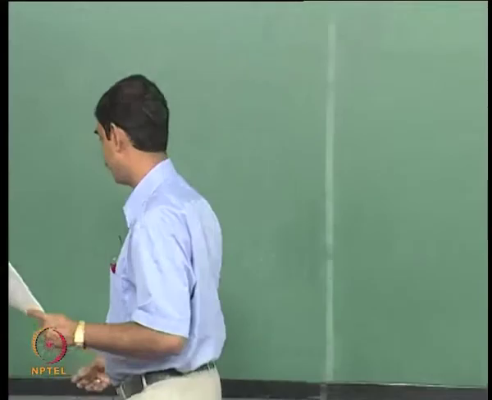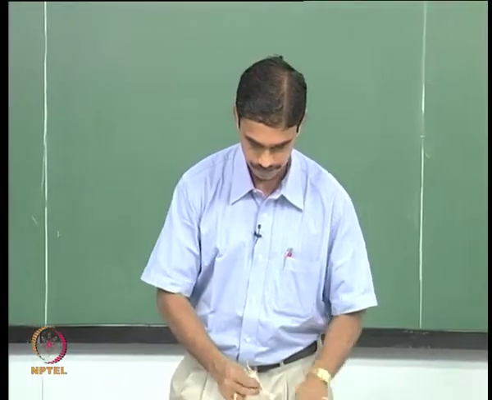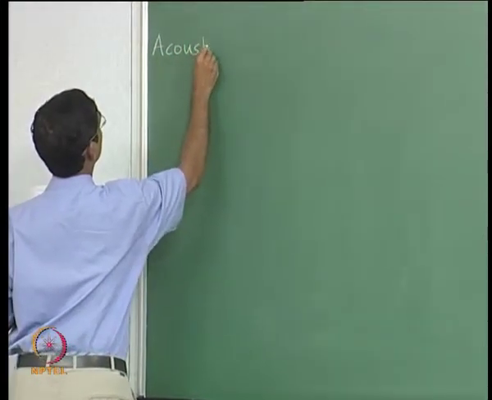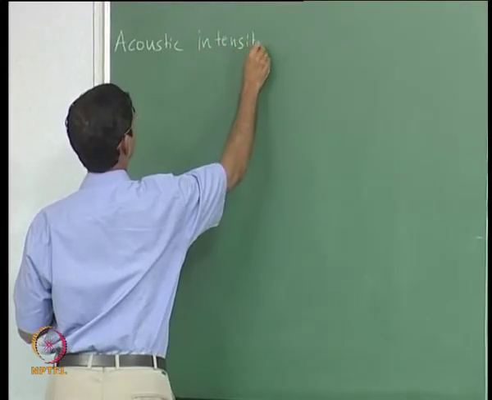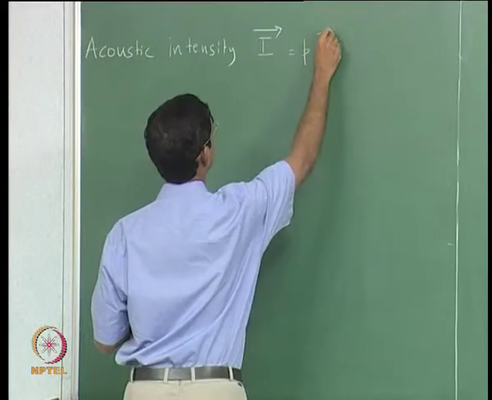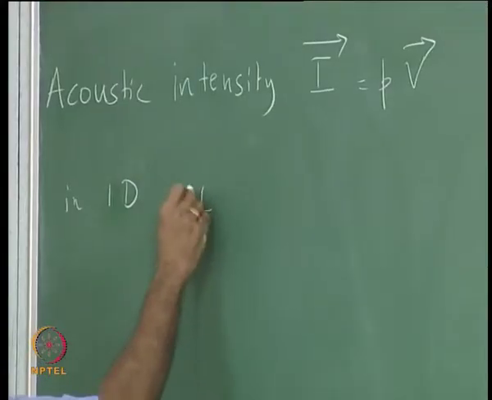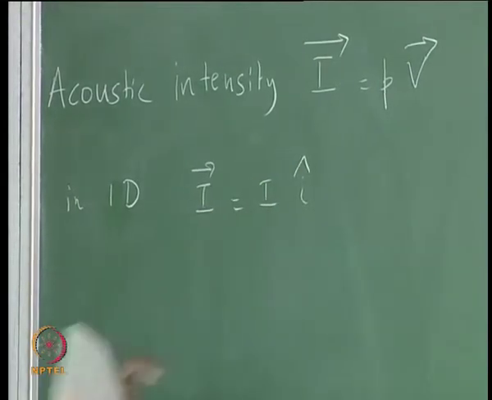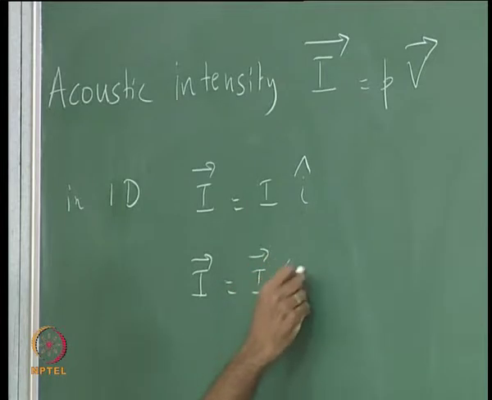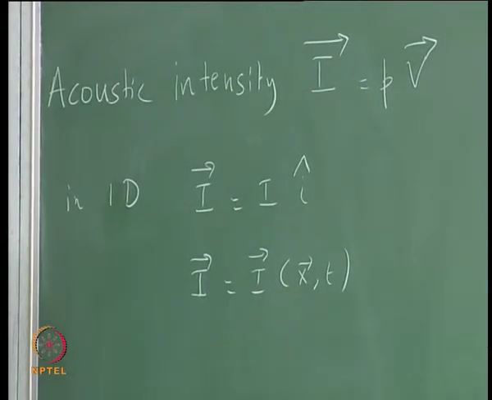So we defined a quantity called acoustic intensity. I put this arrow over the letter I to emphasize that it's a vector, it's p'v', where v is the direction of the velocity vector. In one dimension, your I vector can be written as I times i, where i is the unit vector. So I is a function of x comma t. In general, in three dimensions, it's a function of not only space but also time, because it's an unsteady quantity.